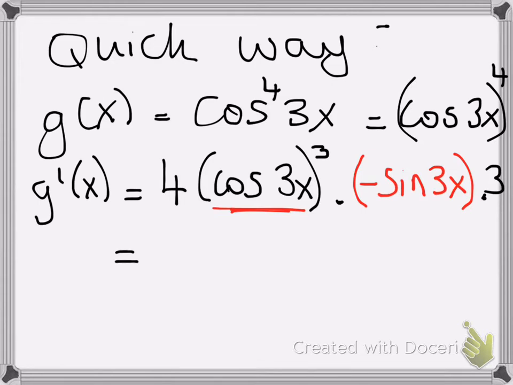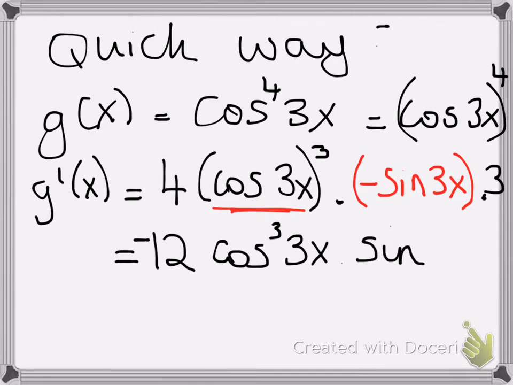Then tidy that up. Everything is being multiplied together. So 4 times 3 is 12 times the cos of 3x to the power of 3, which can be rewritten as cos cubed 3x. And sorry, there should be a minus in front of that as well because it was minus sine 3x multiplied by sine 3x. Okay, so that's your answer. Minus 12 cos cubed 3x sine 3x. That's using the quick method.